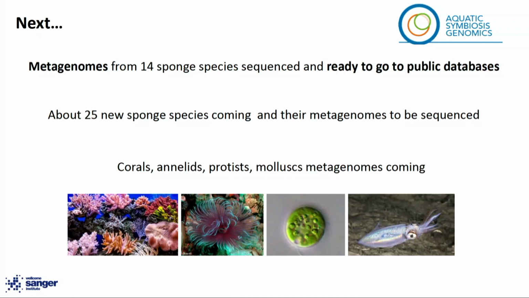For the next steps in the project, we already have another 14 sponge species with their metagenomes ready, sequenced and ready to go to public databases. We have new sponges coming to have their metagenomes sequenced. And we are now working on the metagenomes of other groups, such as corals, annelids, and mollusks. They will be public soon.